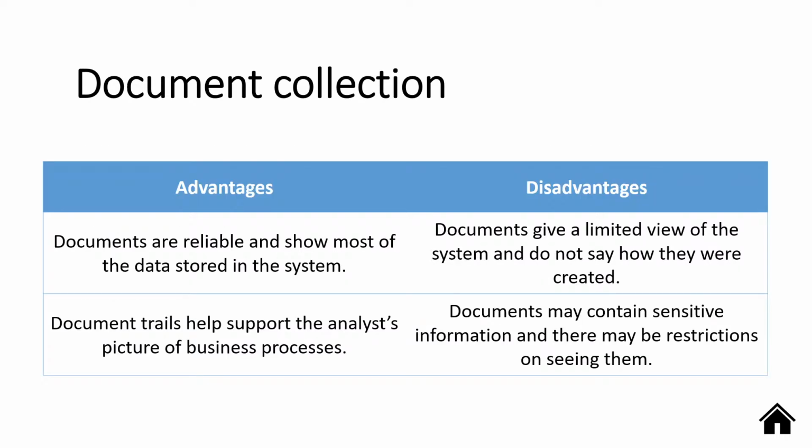So here we go. Advantages and disadvantages. Documents are reliable. They show most of the data stored in the system. Document trails help support the analyst's picture of the business processes. But the problem is documents give a limited view of the system, and they don't say how they were created in the first place. So you have to make up the process to create the same data, but you'll use other investigation methods to help you along the way to do that.